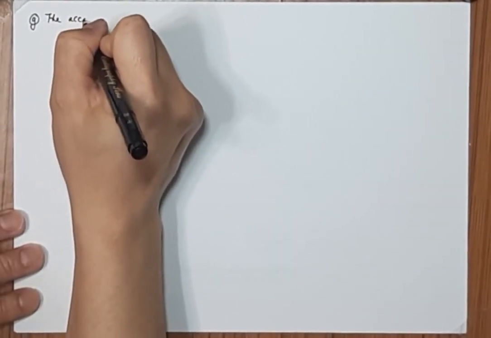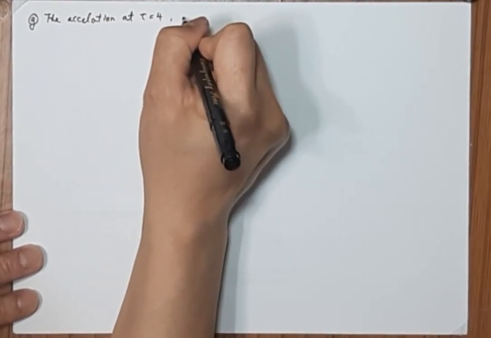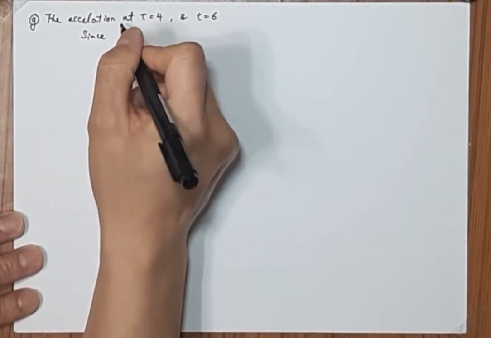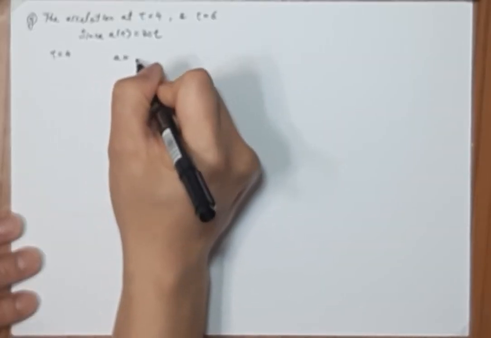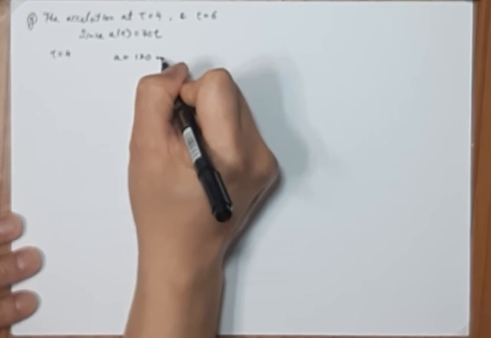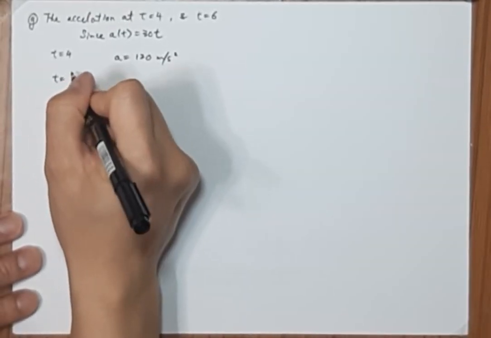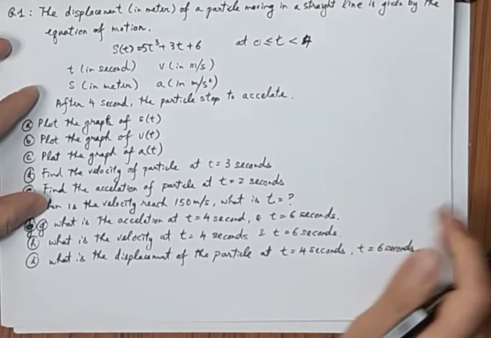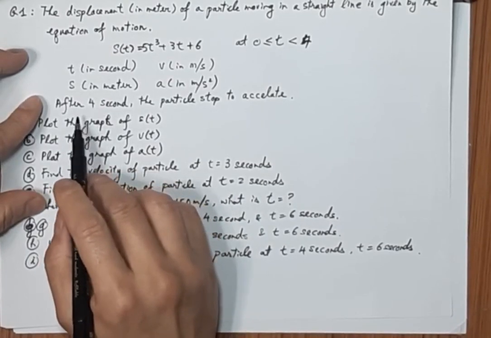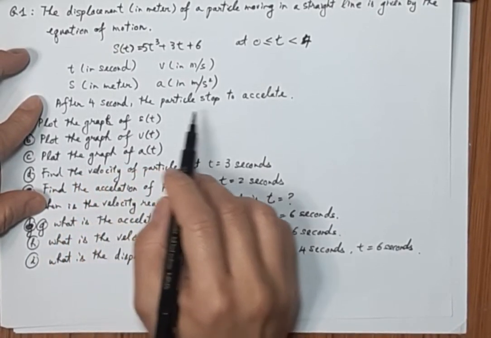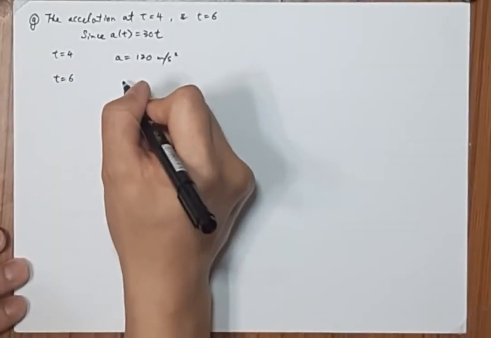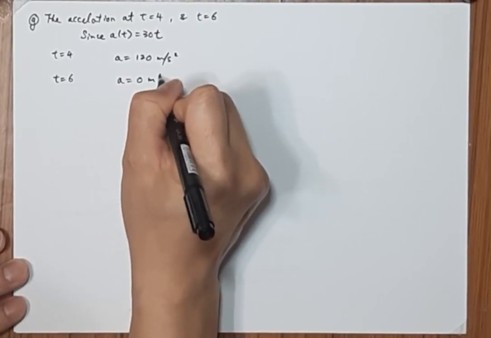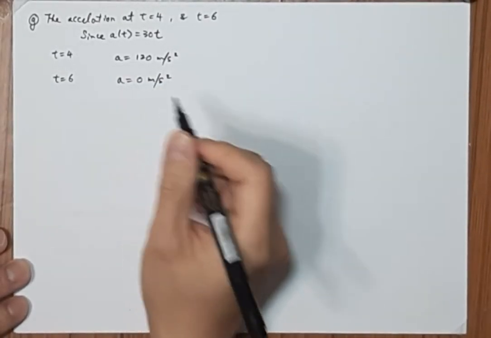So part G, the acceleration at t equals 4 and t equals 6. Since we know that a(t) is equal to 30t, at t equals 4, a is equal to 120 meters per second squared. And when t is equal to 6 seconds, from the question we know that after 4 seconds, the particle stops accelerating. That means the acceleration after 4 seconds will be 0. So when t is equal to 6, a is 0 meters per second squared because there is no more acceleration at that point.